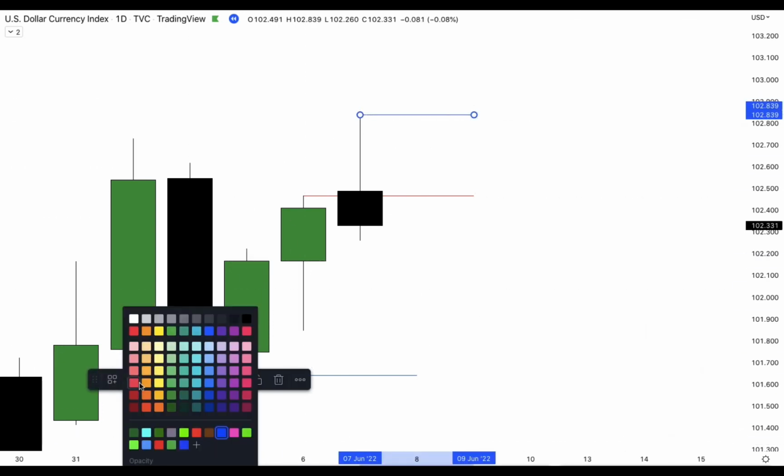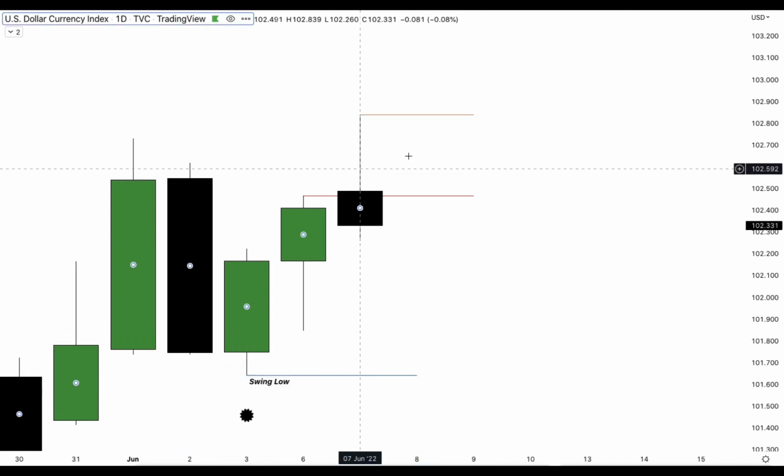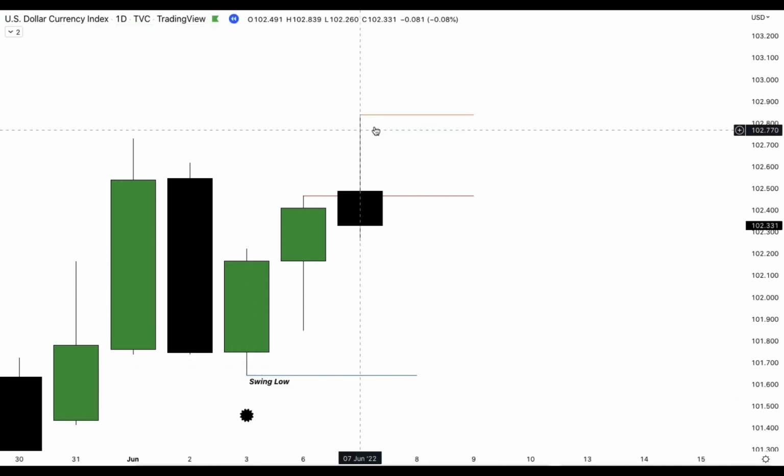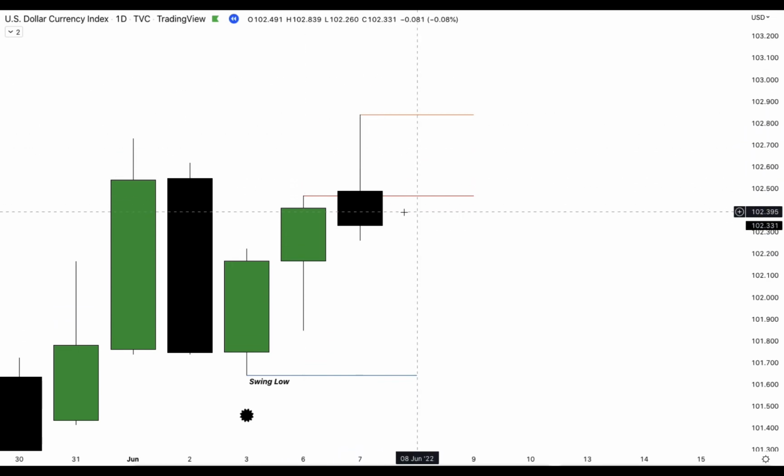And we'll color code it. We'll make it gold because we want to signify it. This is the candle that's going to be the high probability run on buy stops. Now the next trading day, what are you going to do?